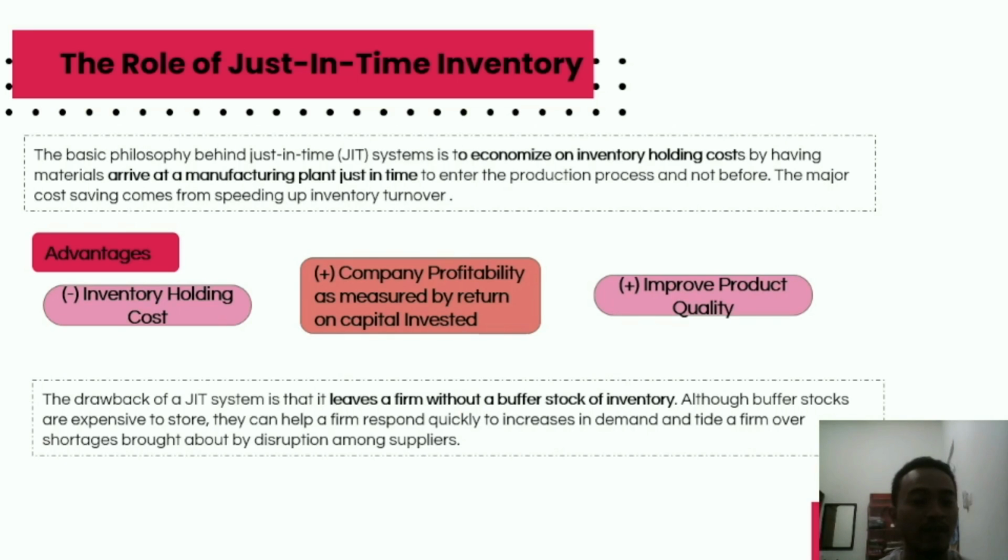But the drawback of the JIT system is that it leaves a firm without a buffer stock of inventory. Although buffer stocks are expensive to store, they can help a firm respond quickly to an increase in demand and tide a firm over shortages brought about by disruption among suppliers.